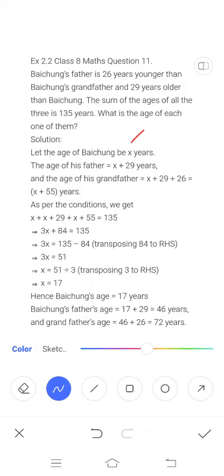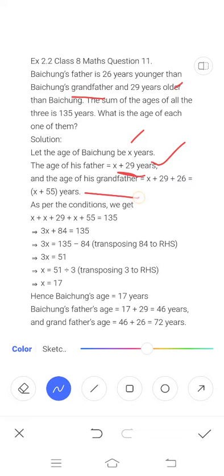Father is 26 years younger than grandfather and 29 years older than Baichung. His father is 26 years younger than Baichung's grandfather. Younger means subtract. Older means add. So he is 29 years older than Baichung. So 29 years older means he is 29 more than Baichung's age. So x plus 29. So father is x plus 29.